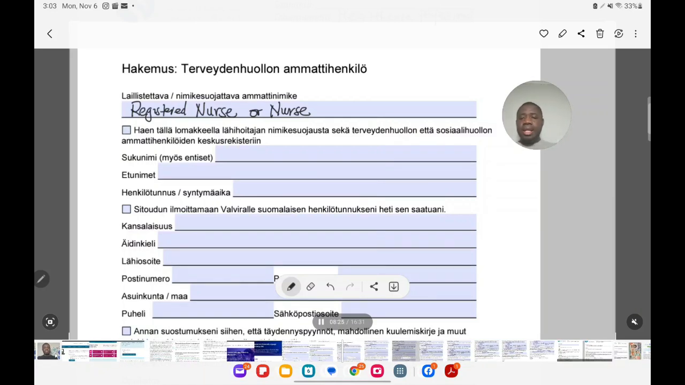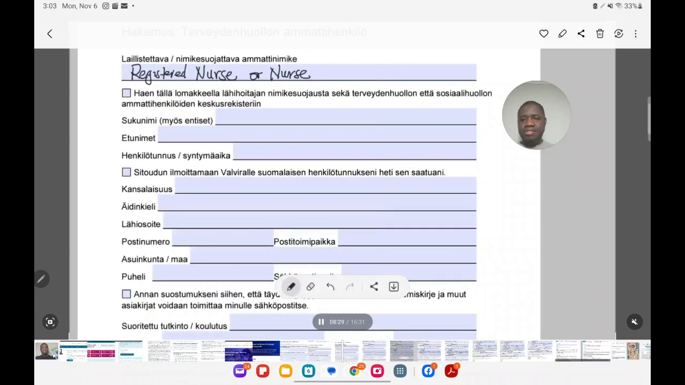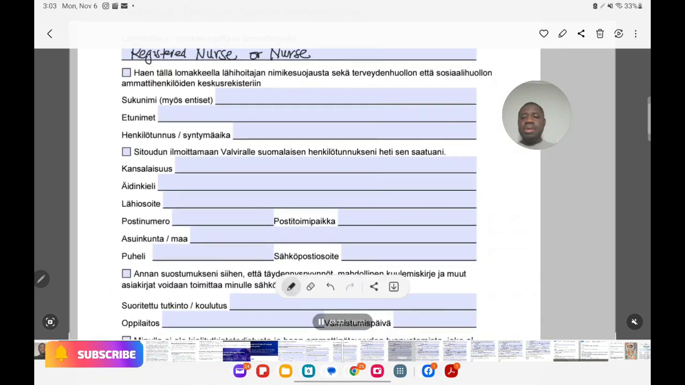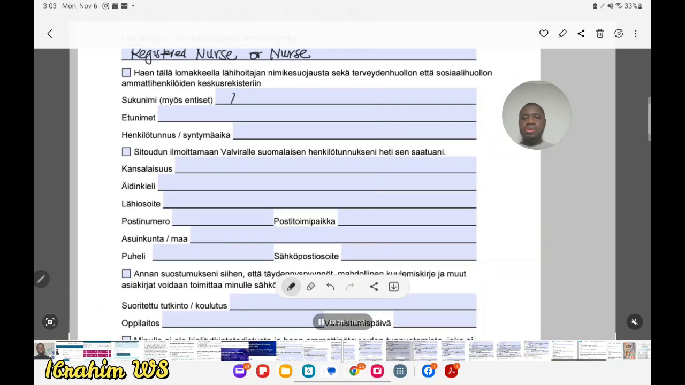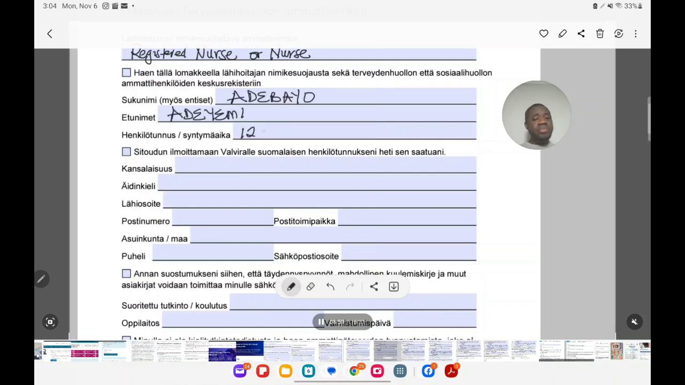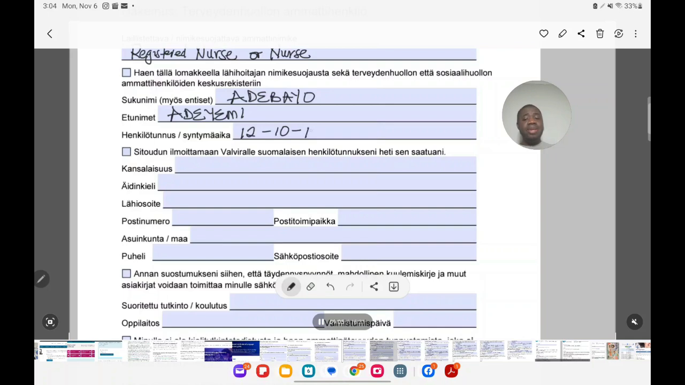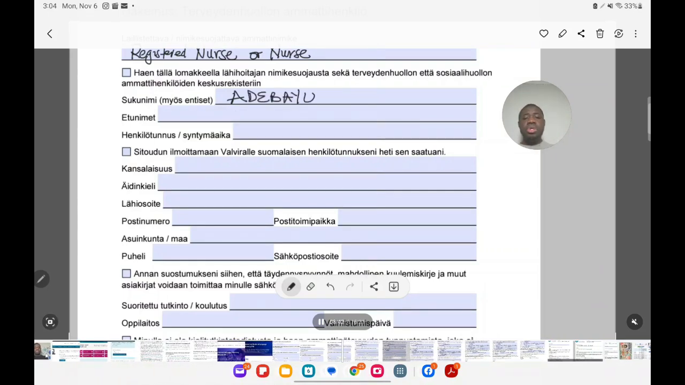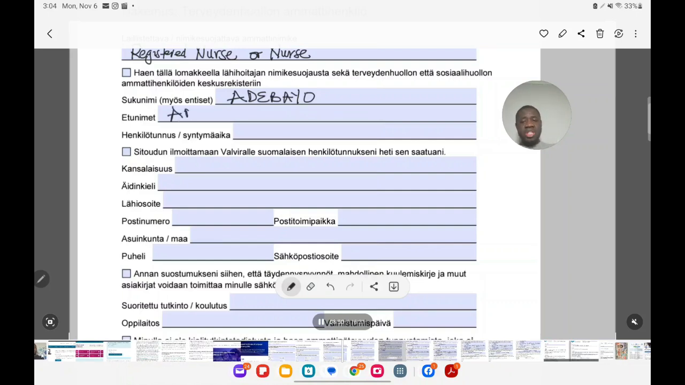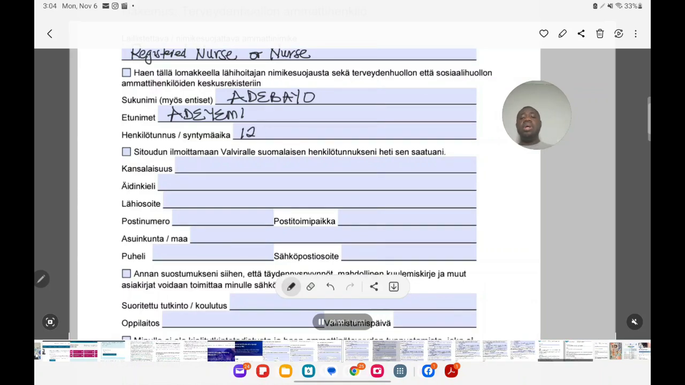So let's move on to the next information. This one is asking about Sukunimi, which is your last name, your surname. So your surname Sukunimi is Adebayo. If your surname, just write your surname there or your last name. So Etunimet is your first name. So I write my first name here, Ade Yemi.